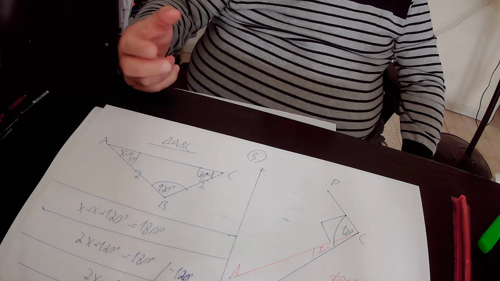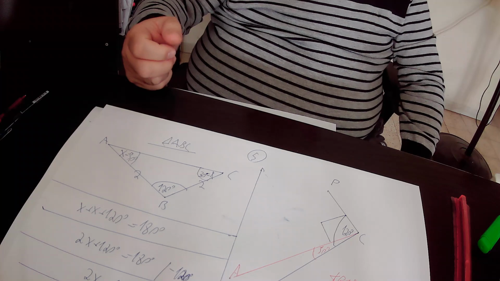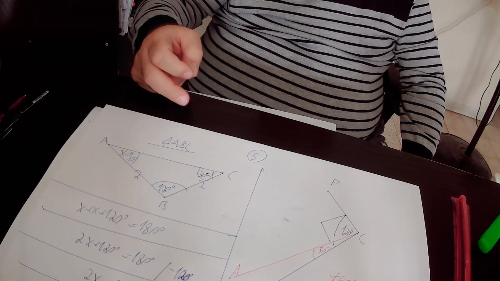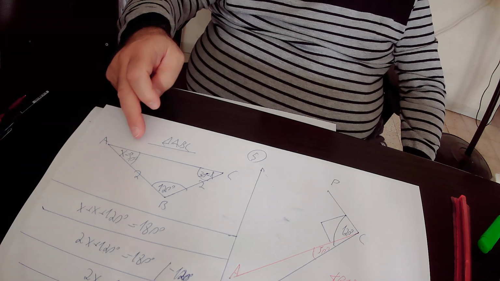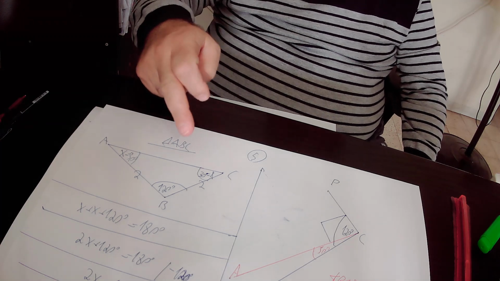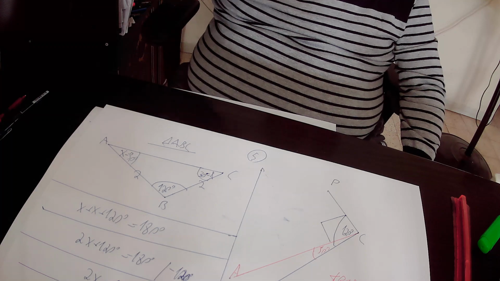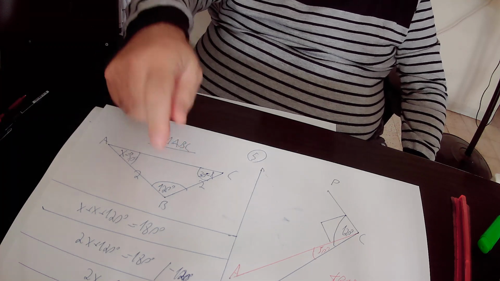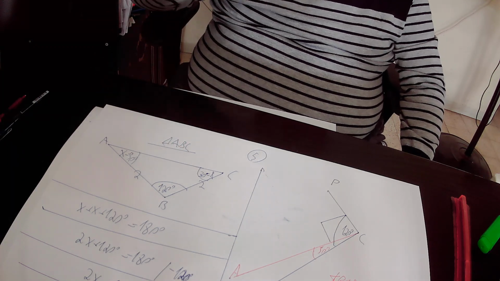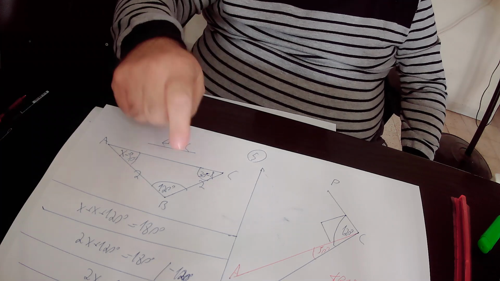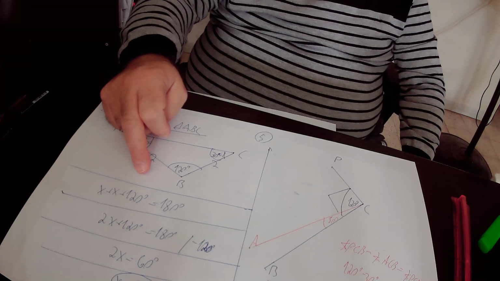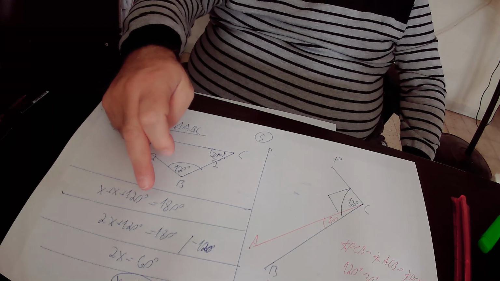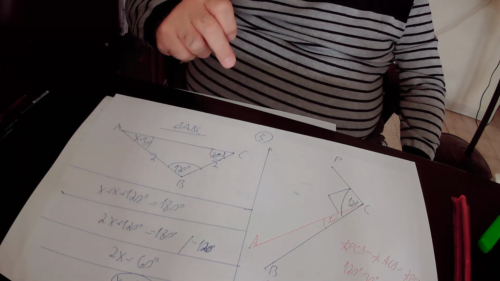We know that the sum of the angles in any triangle, and especially in triangle ABC, equals 180 degrees. So which angles do we have in triangle ABC? We have this angle that is x, plus this angle that is x, plus this angle that is equal to 120 degrees. In total, they must be equal to 180 degrees. x plus x is 2x, so on this side of the equation we have 2x plus 120 degrees, and it must be equal to 180 degrees.